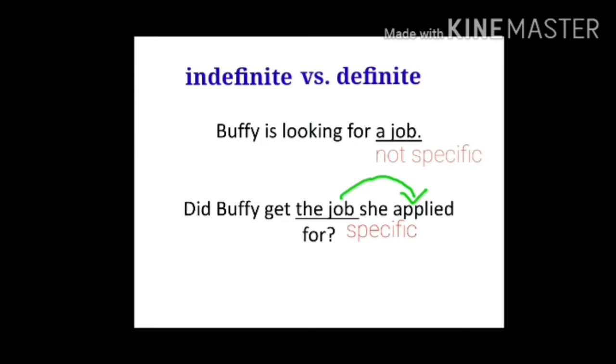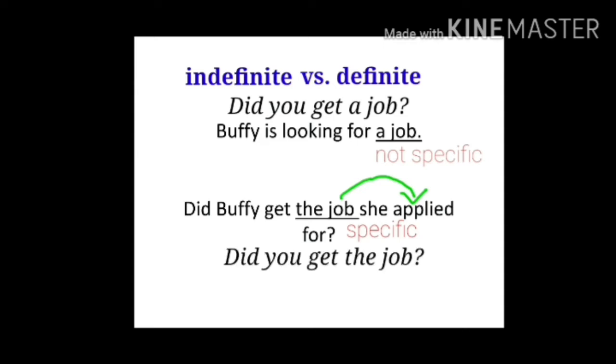So if you do not know what kind of job a person is applying for, and you want to know if she got it, then ask the question, did you get a job? But if you already know what kind of job the person has applied for and you want to know if she got it, then ask the question, did you get the job? So that is for specific and not specific nouns.